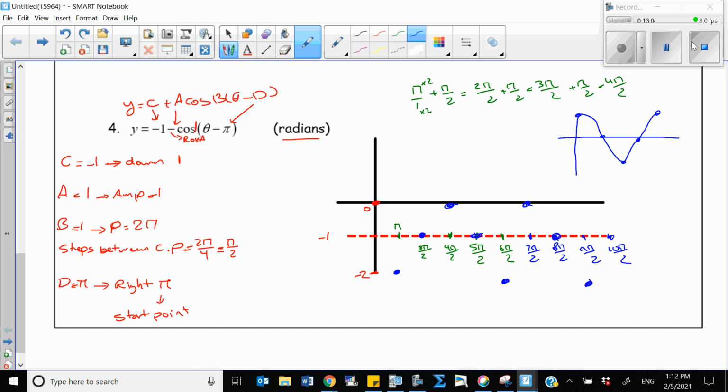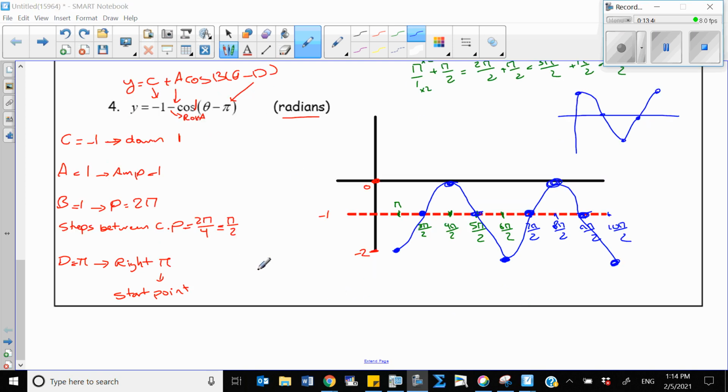Oh, I apologize, I made a mistake here. Let's go back. After this point, which was a low point, we have a midpoint, then a high point, midpoint, and low point. This is the right one. And this is the second cycle. So this is how we graph this.